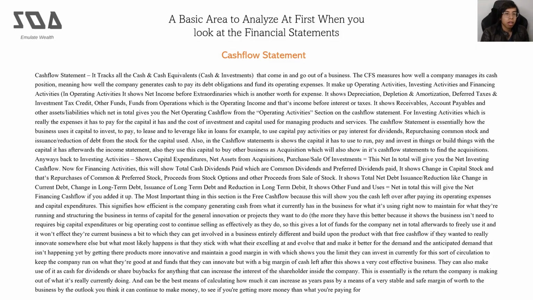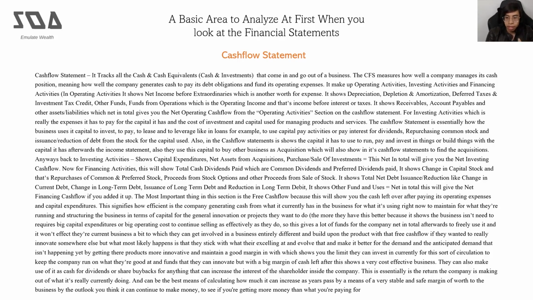Now, for the other section of the cash flow statement, which is the financing activity, this is going to show you the total cash dividends paid, which are common dividends and preferred dividends paid out. It also shows the change in capital stock, which refers to repurchases of common stock or preferred stock, proceeds from stock options, and other proceeds from the sale of stock.